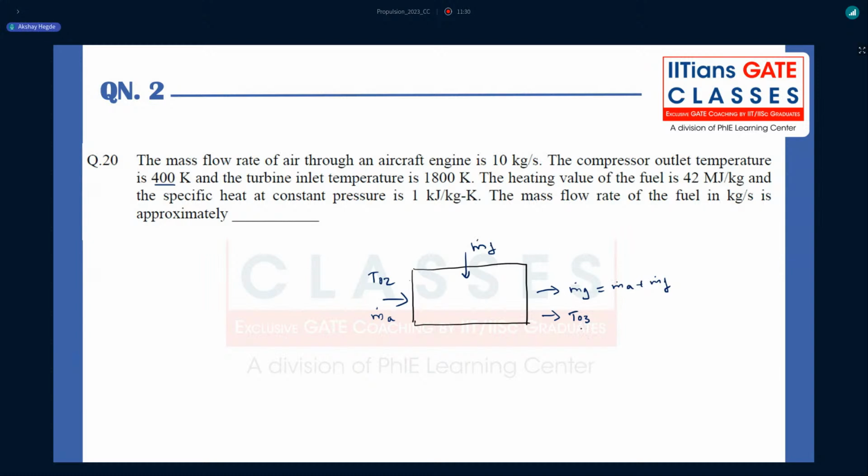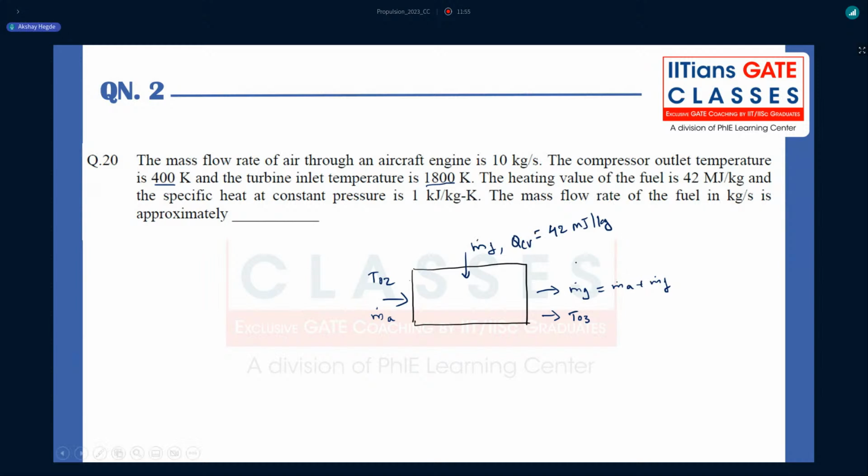T03 is nothing but the turbine entry temperature, so that is also given, 1800 Kelvin. Then the heating value of the fuel added. I'm adding some fuel which has a lower heating value of 42 megajoules per kg of fuel, right? So that is the energy content in the fuel.